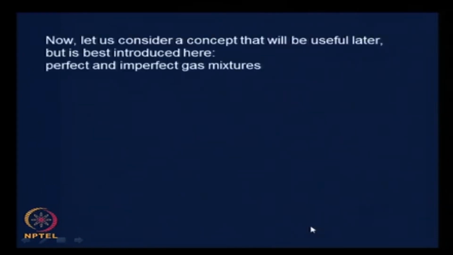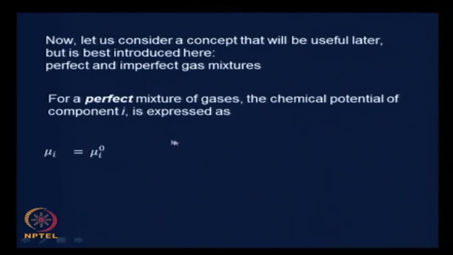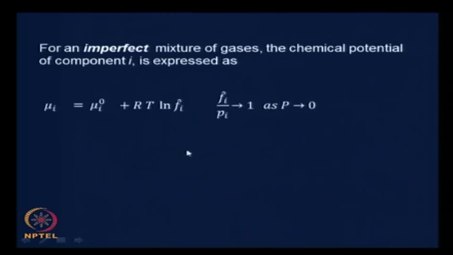Concept-wise, the perfect mixture of gases is something for which the following can be used as the definition of the chemical potential for every component i: mu equals mu i naught plus RT ln Pi. This is the partial pressure of the component i in the gas mixture. For the imperfect gas mixture, we said we should replace this partial pressure with Fi hat, the fugacity of the species i in the mixture: mu i equals mu i naught plus RT ln Fi hat, and to complete the definition, Fi hat divided by Pi tends to 1 as P tends to 0.